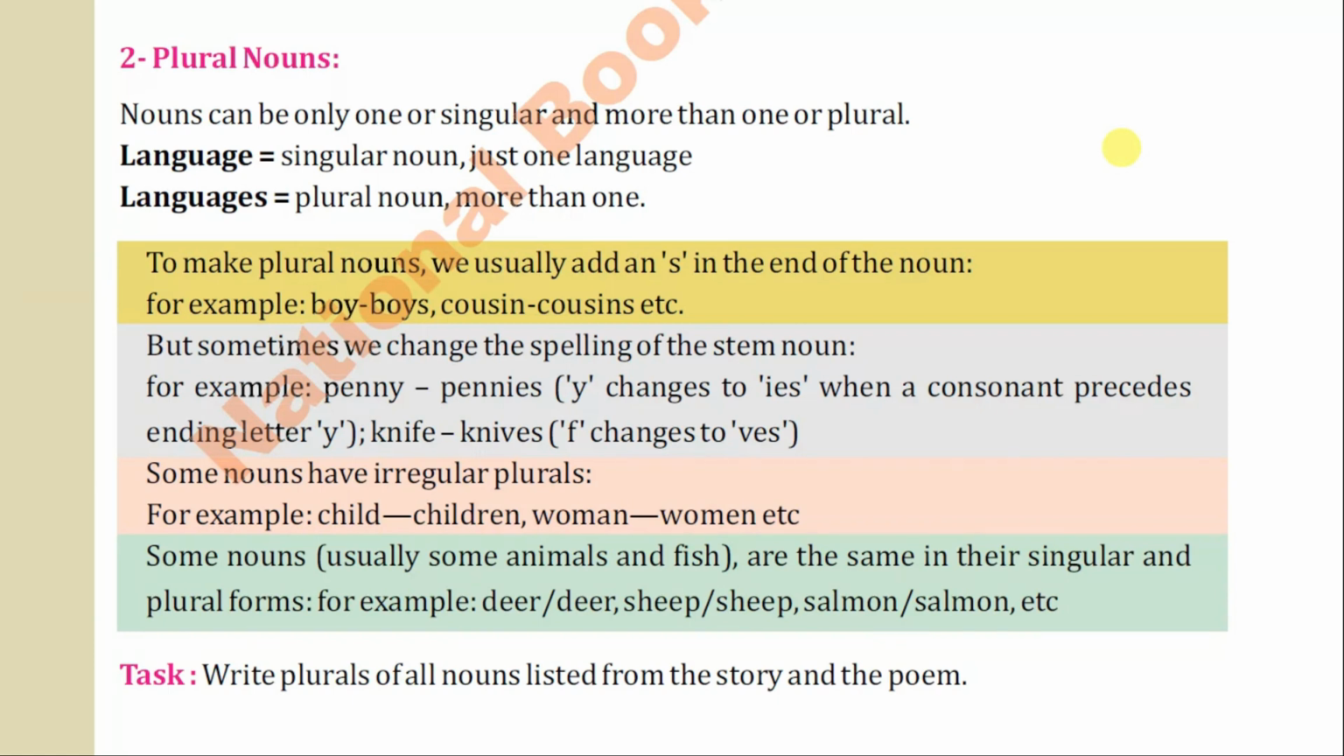But sometimes we change the spelling of the stem noun. Stem noun means the basic noun. For example, penny, it may change into pennies. Y is replaced by IES when a consonant precedes the ending letter Y. Knife, knives, F changes to VES. Some nouns have irregular plurals, for example, child, children, woman, women, etc. Some nouns, usually some animals and fish, are the same in their singular and plural forms. For example, sheep, deer, salmon, they are used in the same manner, both in singular as well as in the plural form.